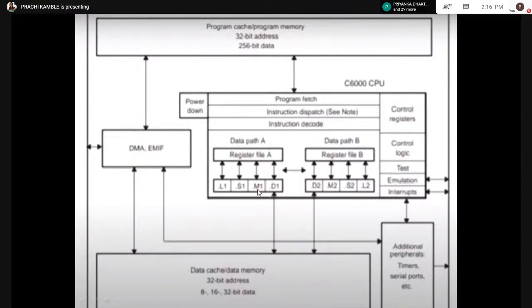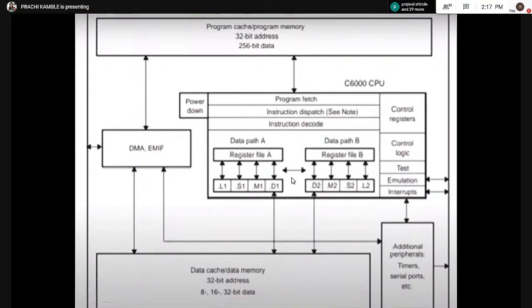After that, this is M1 and this is M2. These are the multipliers. So in register file A and register file B, there are a total of 6 ALU registers and 2 multiplier sections. So this is about registers and data paths. Paths are the functional processing units, which consist of the registers. Each register file has 16 registers, and these registers are responsible for performing the arithmetic and multiplication operations.